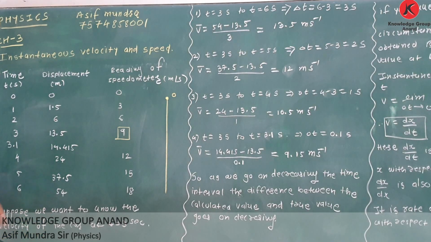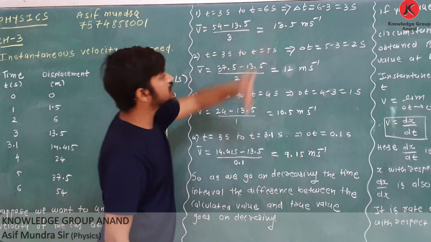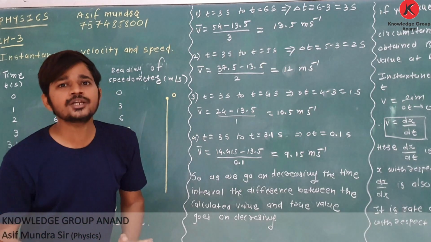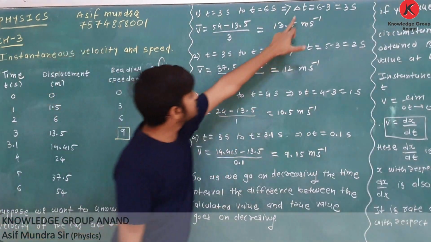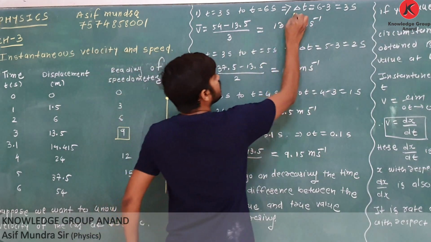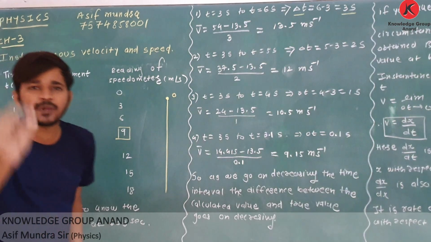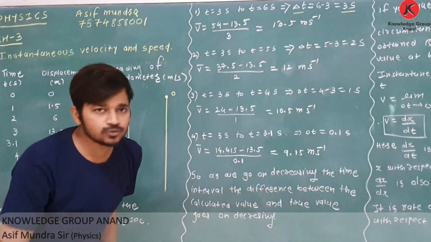See, we are taking some examples. First of all, I am taking one time interval: time t equal to 3 seconds to time t equal to 6 seconds. So what is the time interval? 3 to 6 means delta t is equal to 3 seconds. So during this period, find the average velocity.